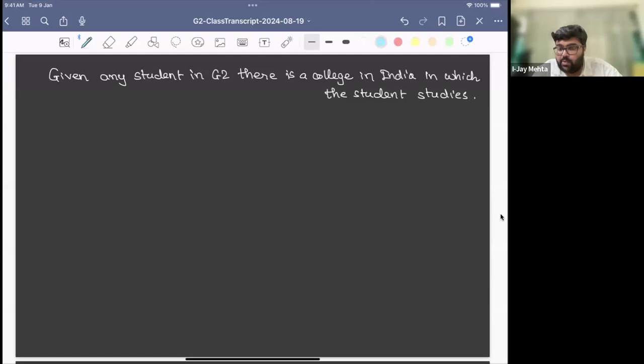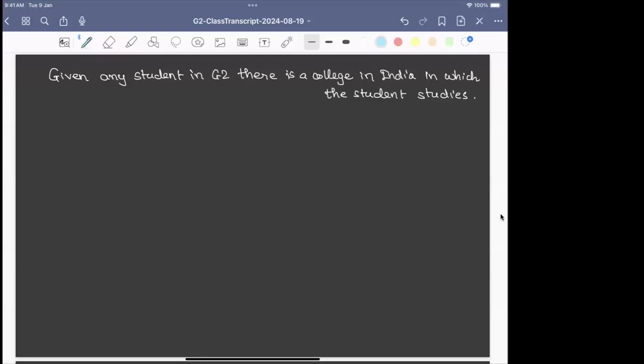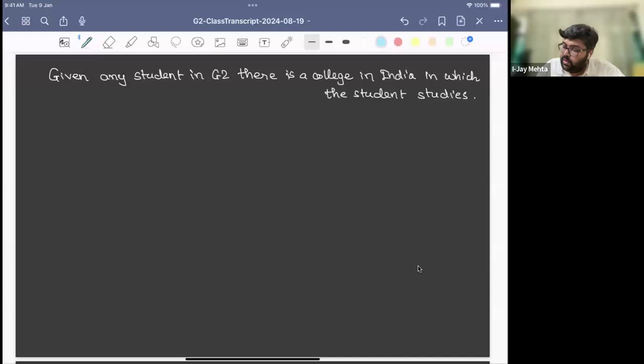Okay, room number 8, Parul. Any student in G2. So should we go for S, the set of students in G2? Yes, very good. So they said we are speaking about students in G2. Room number 5, Akansha. What is the quantifier?